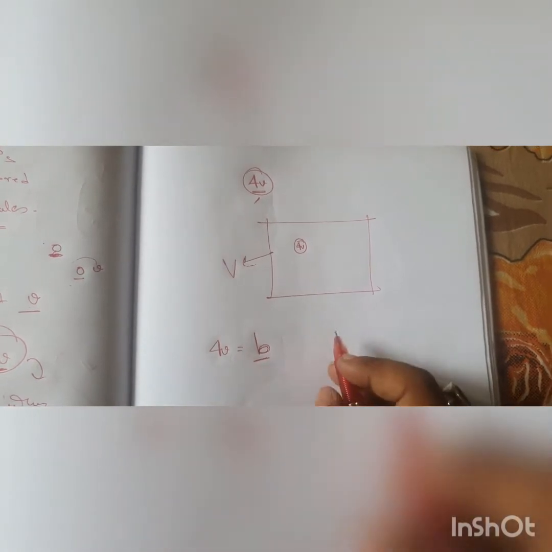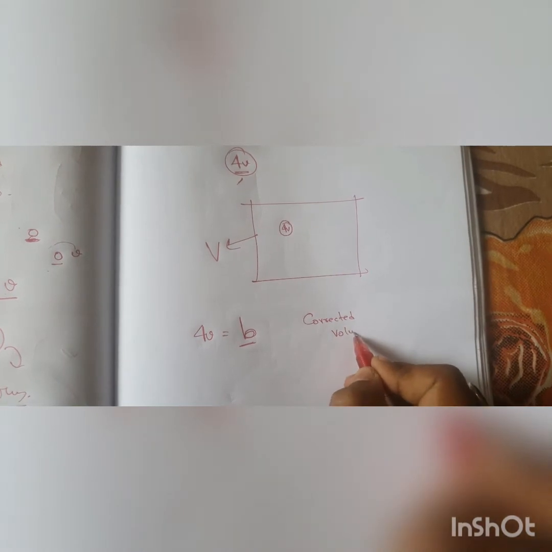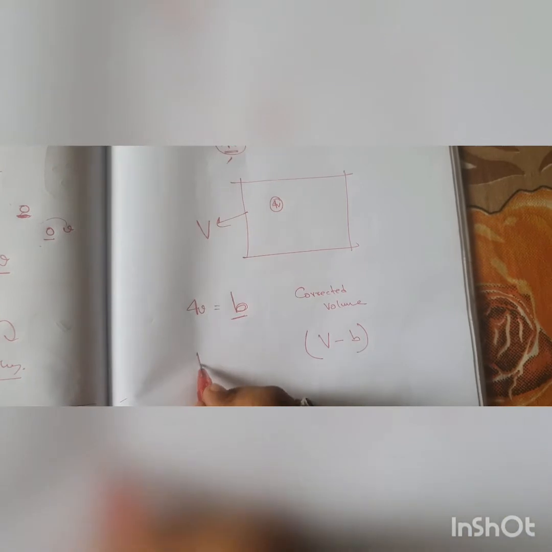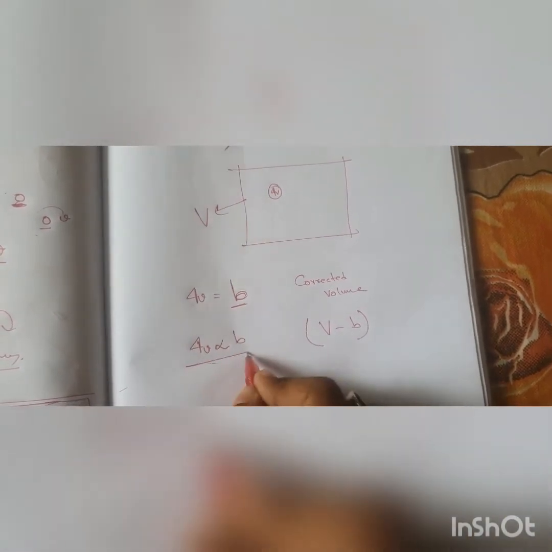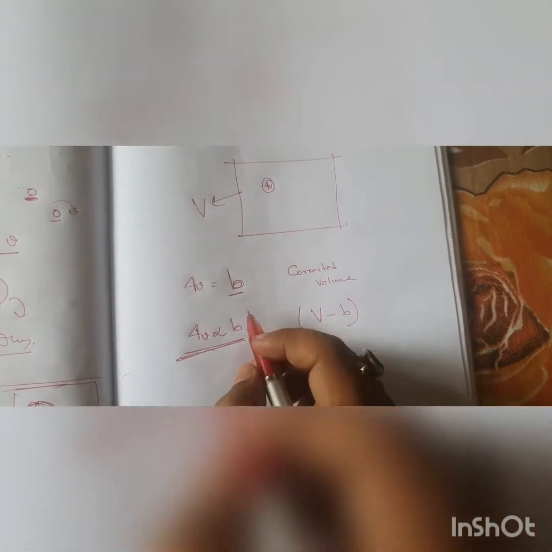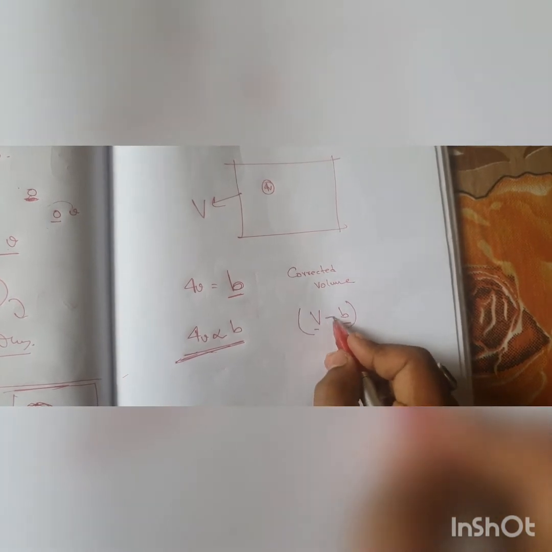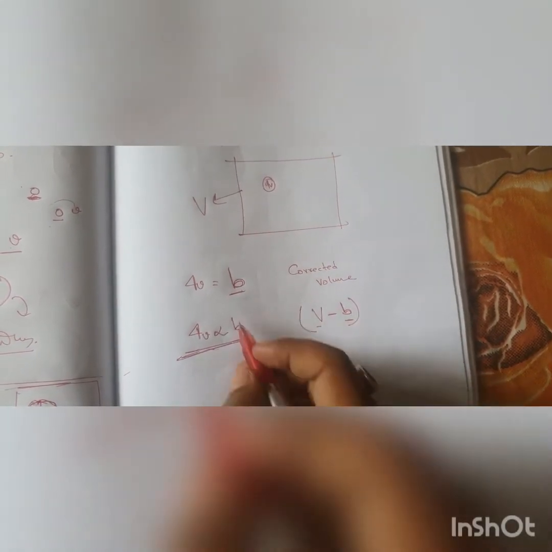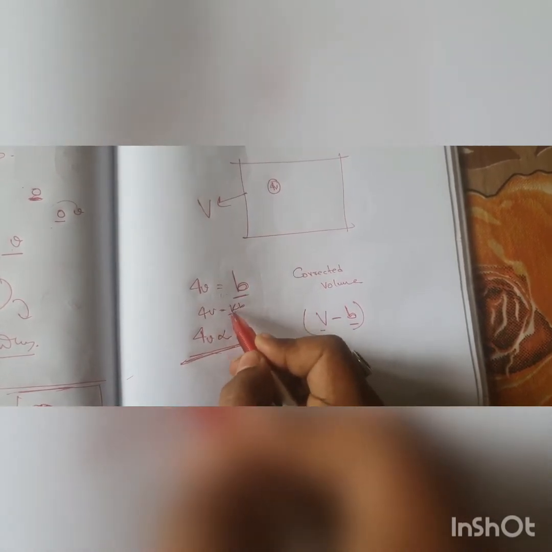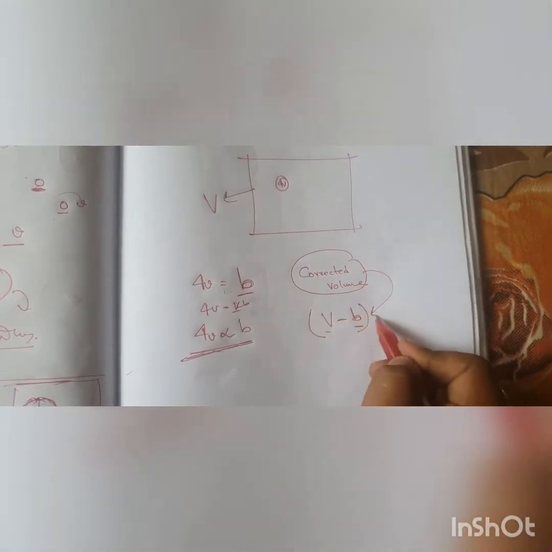So the corrected volume should be V minus small b. Okay, it means 4v is directly proportional to b. Okay, 4v is not equal to b, 4v is directly proportional to b. So in place of 4v, I can write V minus b also. If you take 4v equal to kb, the constant becomes nil, that is, this constant is not important here. So this corrected volume is V minus b.